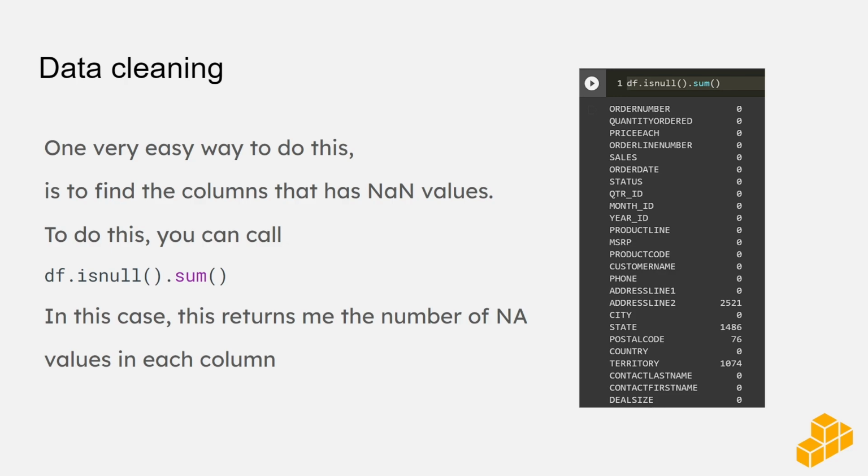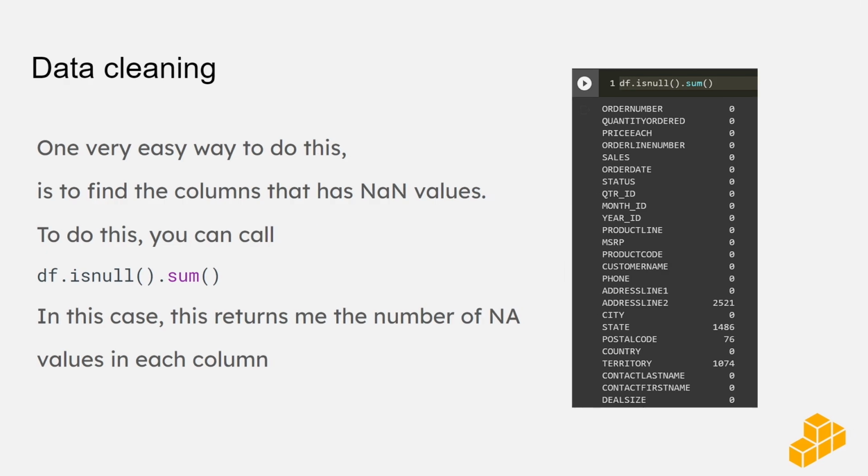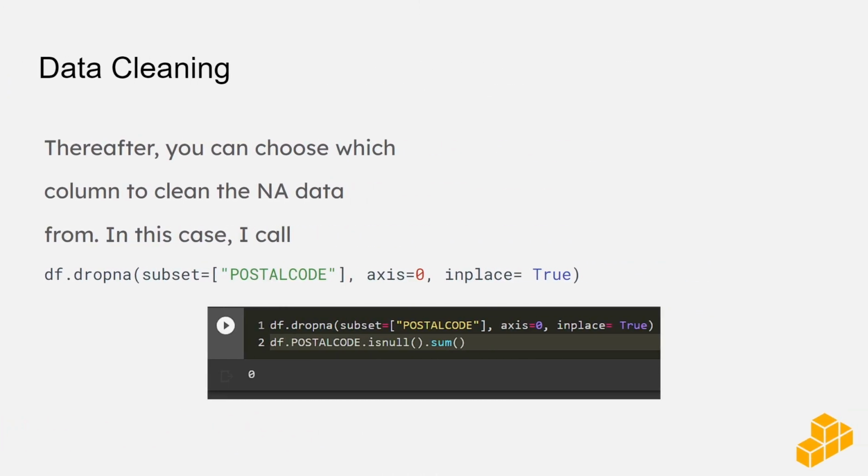In this case, we have 0 all the way to address line 2, because some people might have 2 houses or something. So we have 2,521. And then your state also, you have like 1,486. All these are missing values in that specific column. This means that we cannot carry out operations in this data set or these columns because, like I mentioned before, you can't find the mean of an empty thing or max of an empty thing. Doesn't make sense. So now we're going to look at how to clean and reduce all these missing values, to clean the NA data. NA is like not existent or something like that.